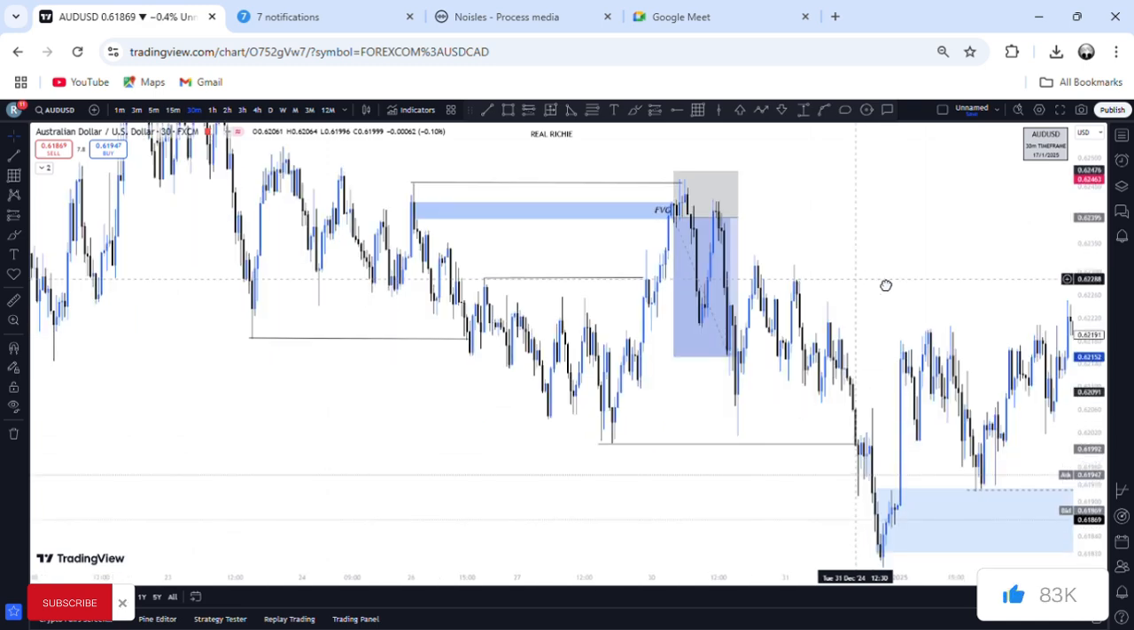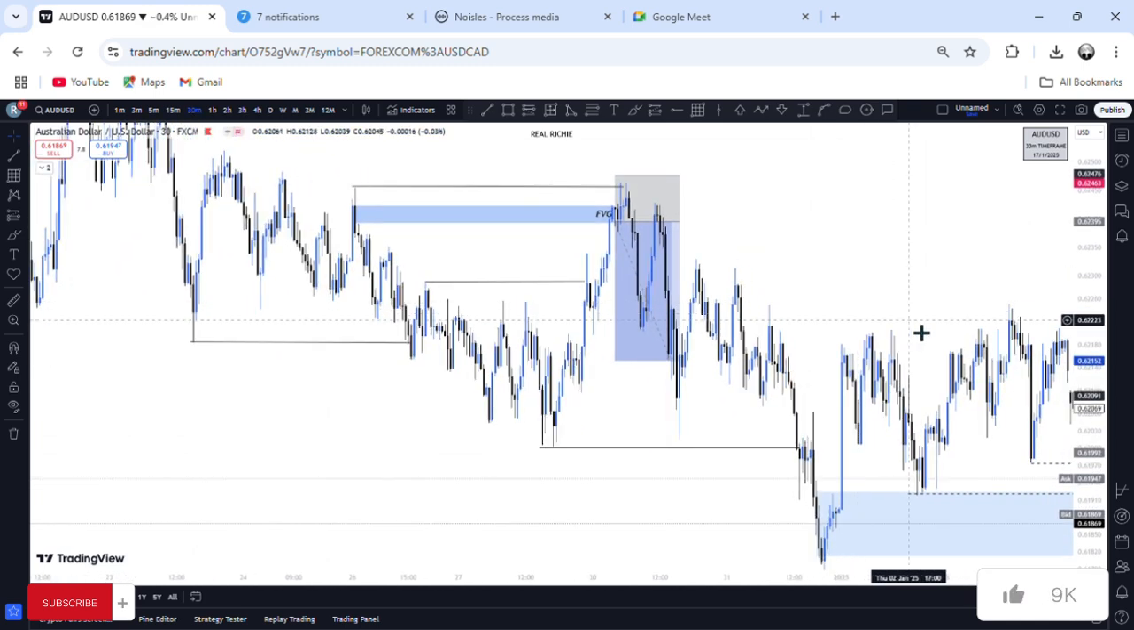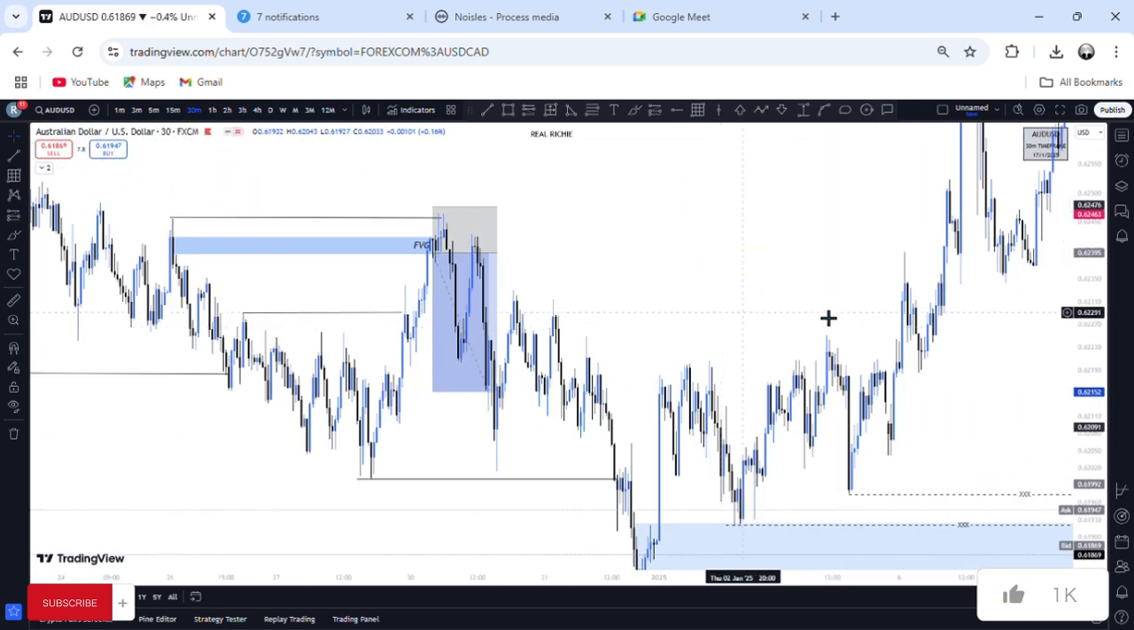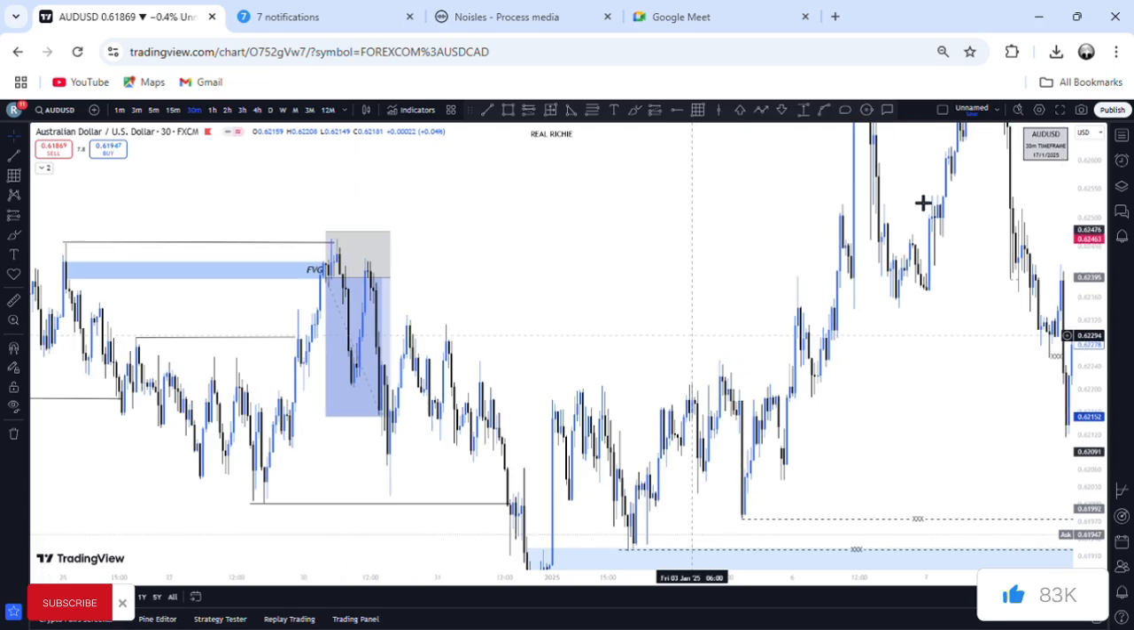So that's why it's very, very important for you to master your liquidity zones, especially the external and the internal parts.